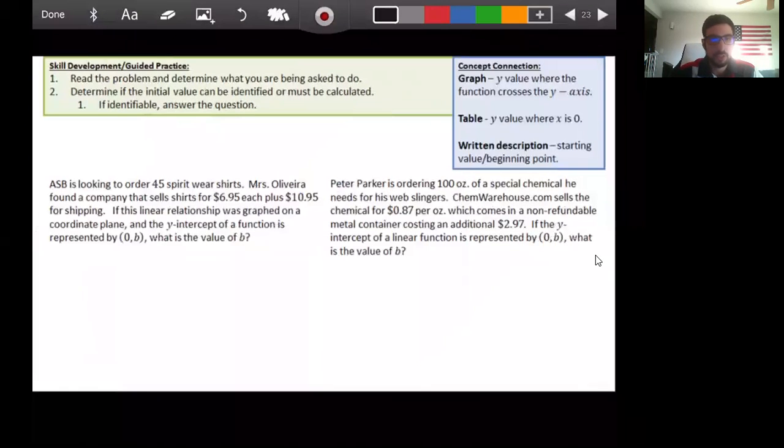All right, our last variation is from a word problem. So a written description, just like on our concept page, this is where they tell you we start, this is where the beginning is, something along that nature. This is kind of like what must happen first.